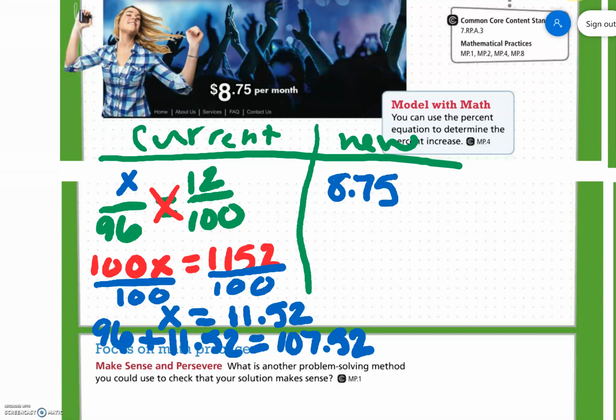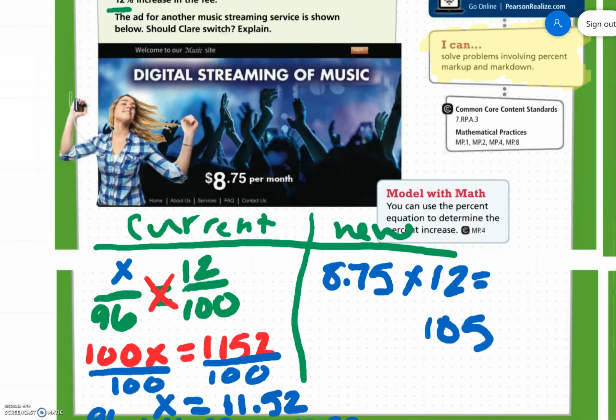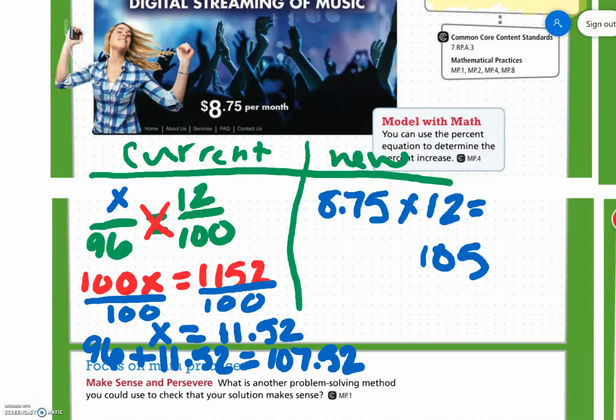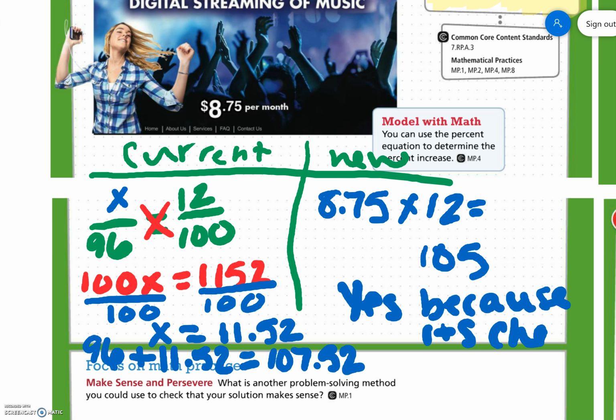Well, how many months are in a year? 12. So we're going to multiply 8.75 times 12 to get $105. So should she switch? Yes, because it's cheaper.